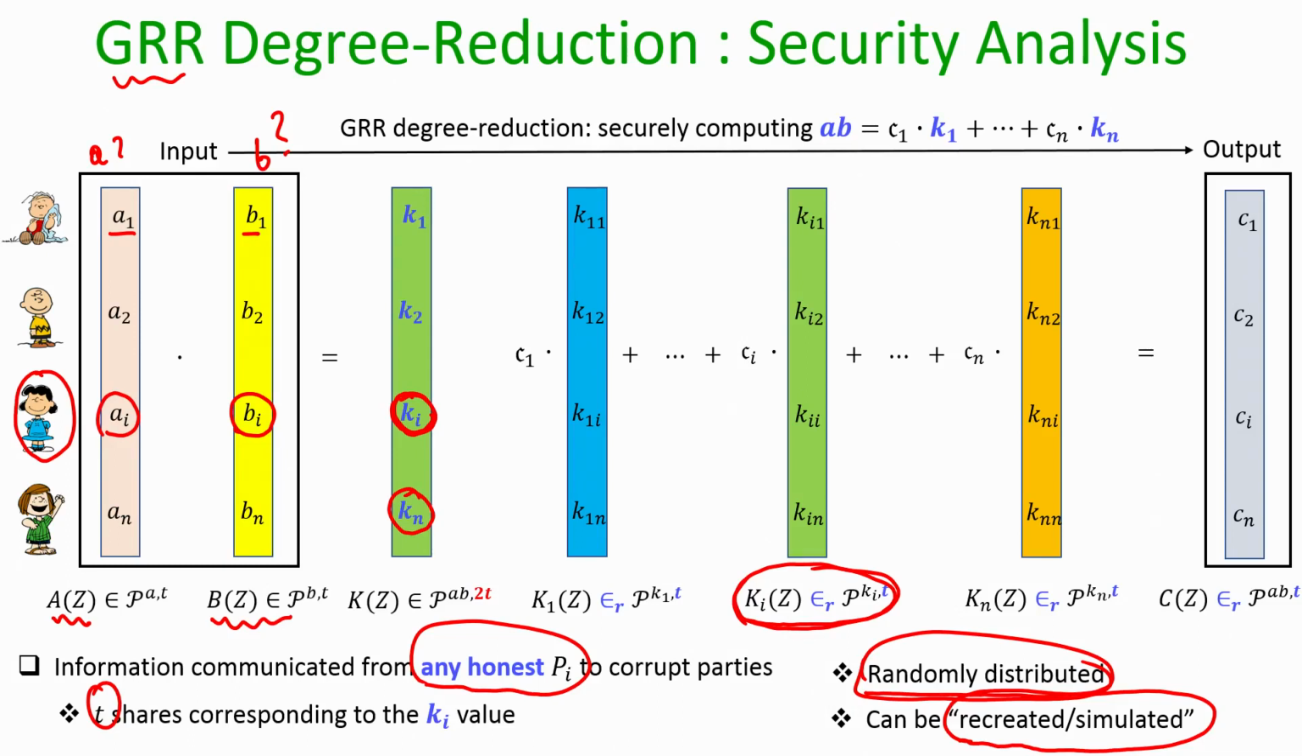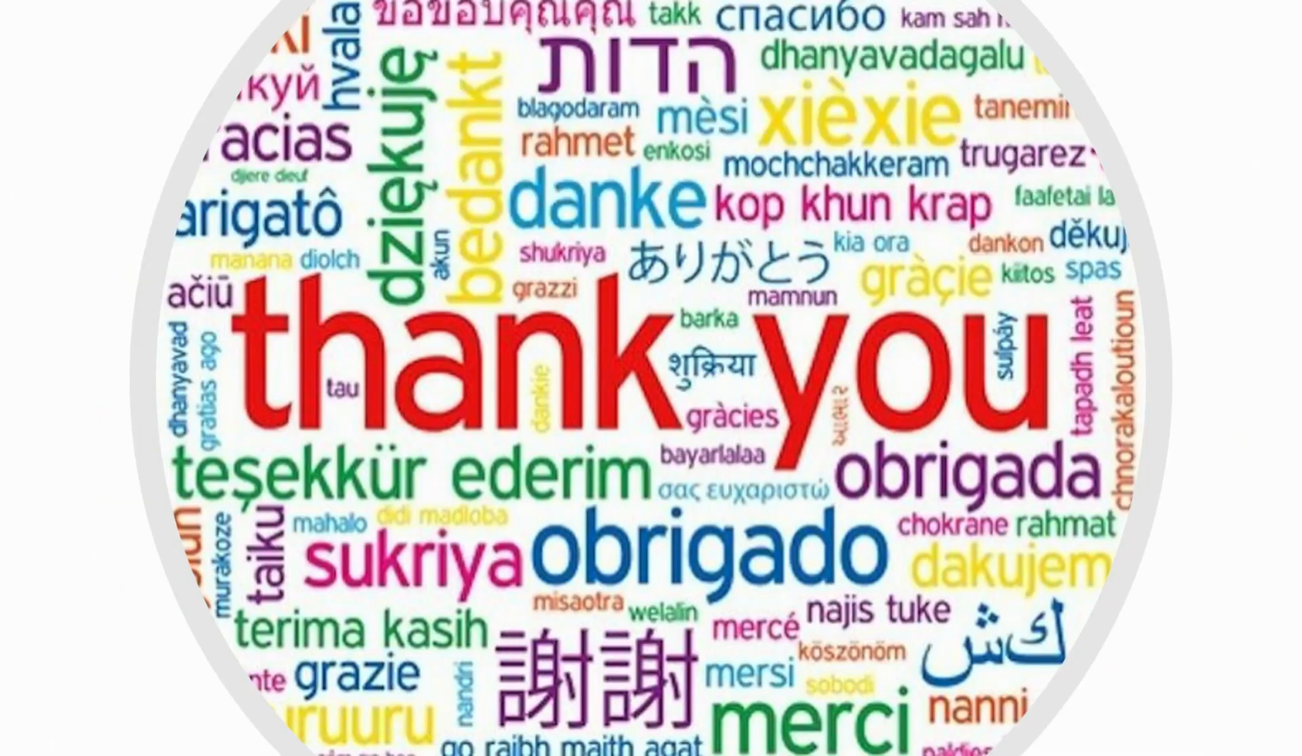That means, interacting with honest Pis in this GRR degree reduction method is of no advantage for the adversary. So, that shows that the GRR degree reduction method indeed satisfies the privacy requirement as well. That means, without even revealing any additional information about the A values, B values, we can convert the shares of the A value and the shares of the B value into the shares of the C value lying on a random T degree polynomial.